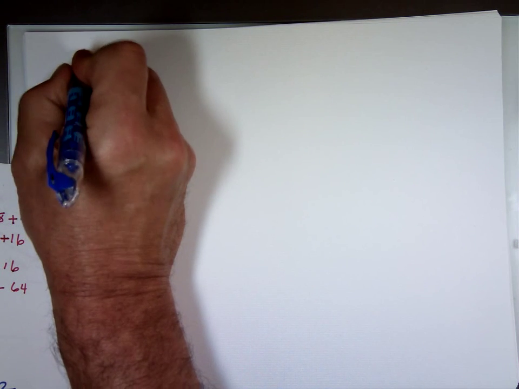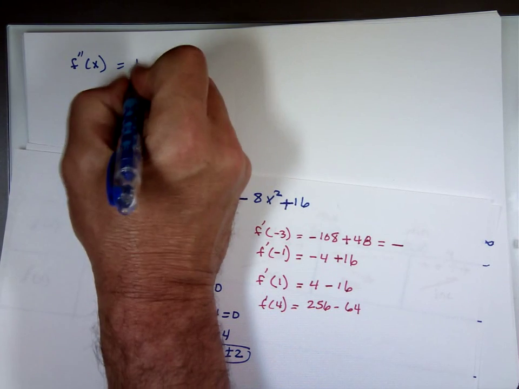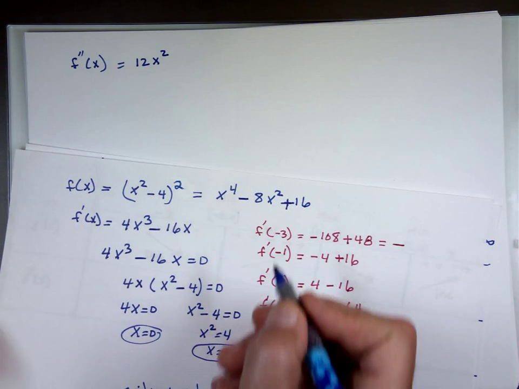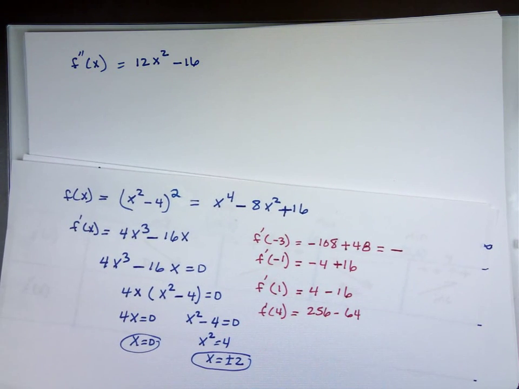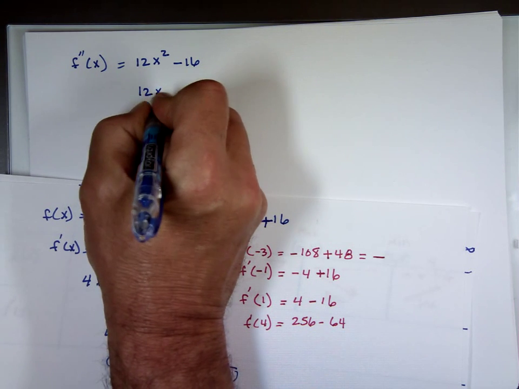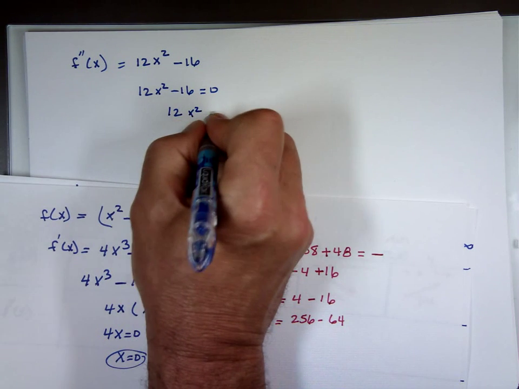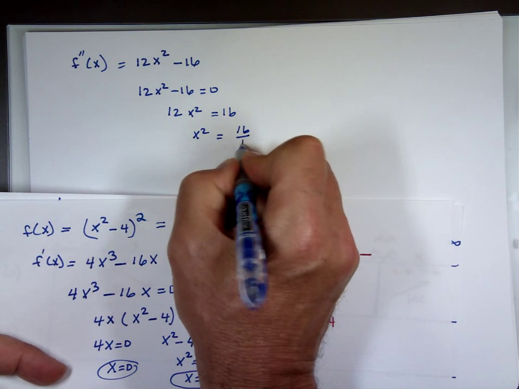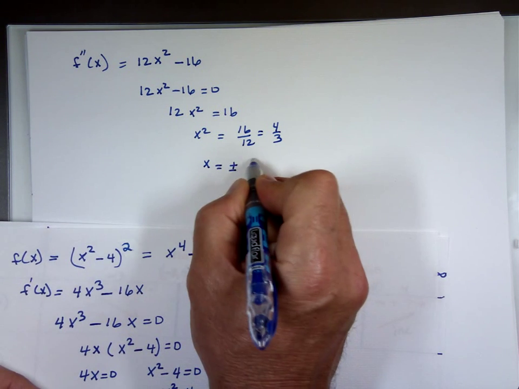So let me take the second derivative. And that's the derivative of the first derivative. 4 times 3, which is what? 12x squared, I think. Minus 16. Set it equal to 0. 12x squared equals 16. x squared equals what? 16 over 12, which is 4 over 3. x equals plus or minus 2 over the square root of 3.